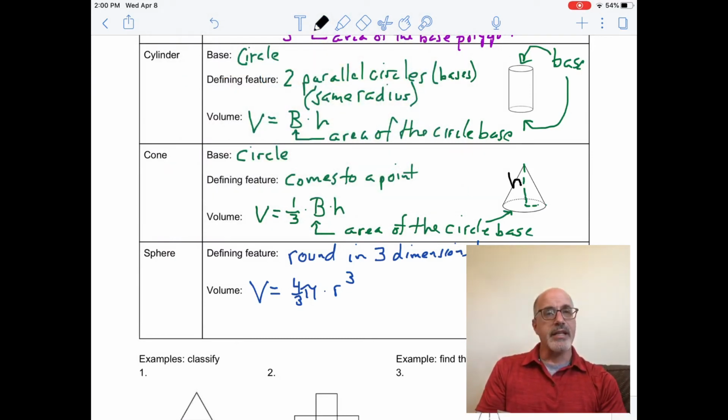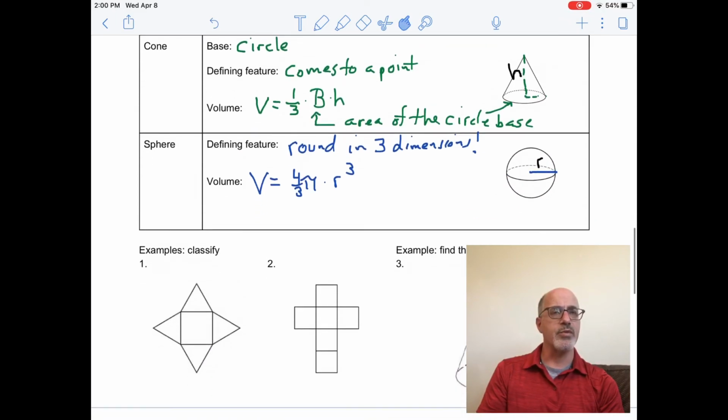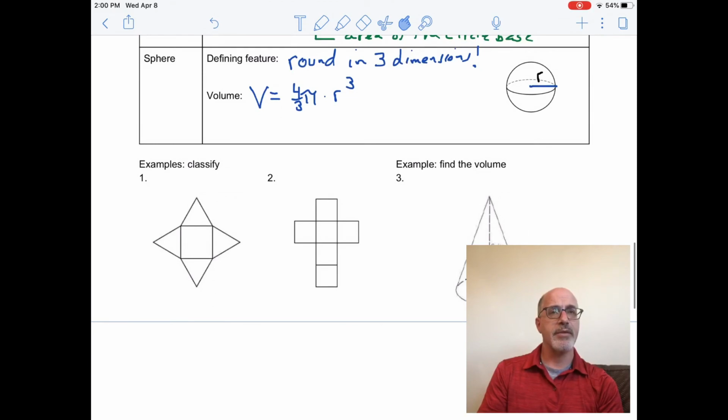All right, let's go ahead and try some examples here. So if you take a look at these different formulas, we'll use them in different contexts. These are ones that you can hopefully become more familiar with as you go along through the problems that we have in this chapter. So let's first of all classify these first 2 nets. I'd like you to pause the video and classify them.